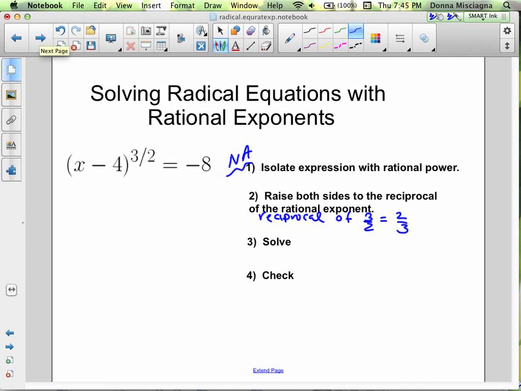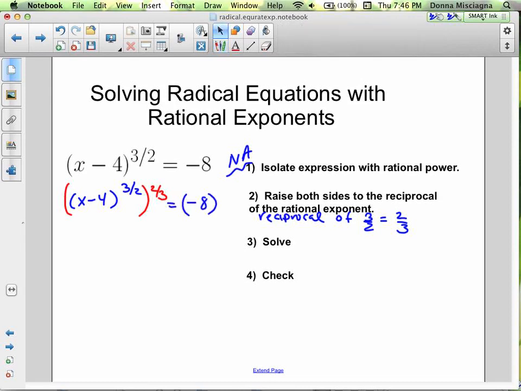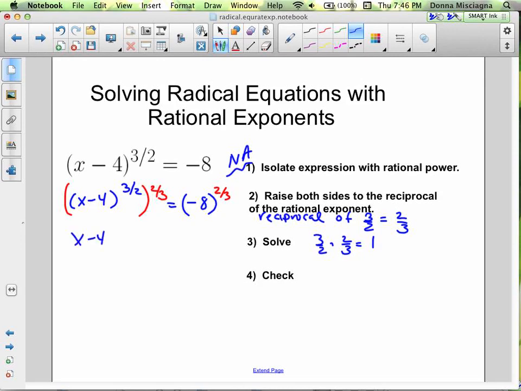2/3. Right, so we have x minus 4 to the 3/2 power, and we're going to raise that to the 2/3 power equals -8, and of course that's also going to be raised to the 2/3 power. Right, so now if we multiply 3/2 times 2/3, why, of course, 6/6, that is 1. So this is now just x minus 4, because nobody cares that it's to the first power. You don't need that. Of course it's to the first power. There's 1x minus 4 there.